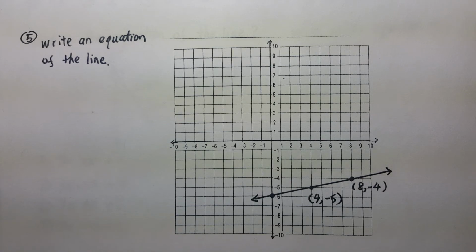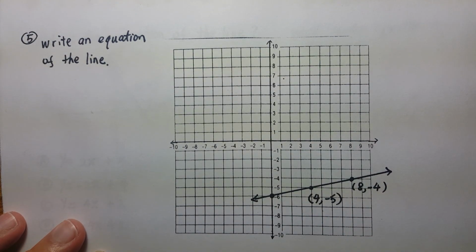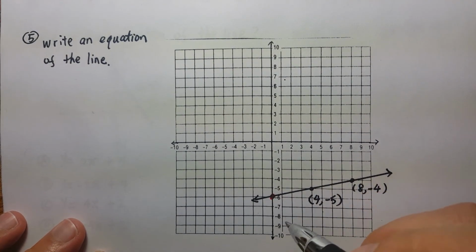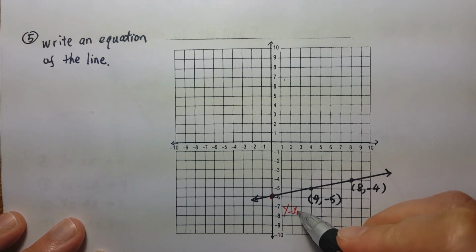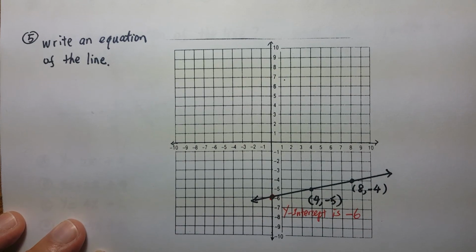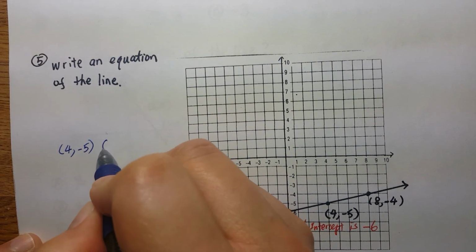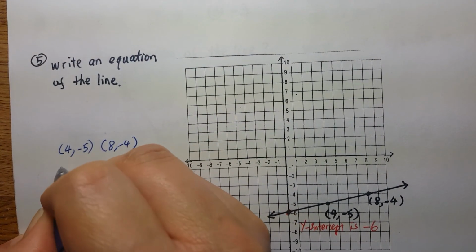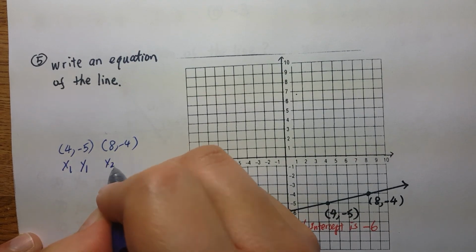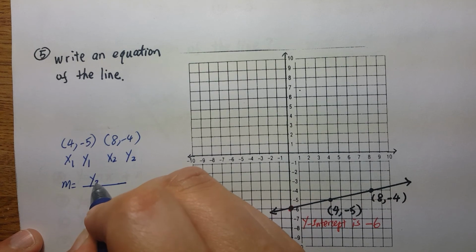Okay, so now let's go over this question. So the line crosses the y-axis at negative 6. So you can see it here, negative 6. So we say that the y-intercept is negative 6. And now we have to find the slope using these 2 points. So we have (4, -5) and (8, -4). x1, y1, x2, y2. Now for m, we're going to write down the slope formula.